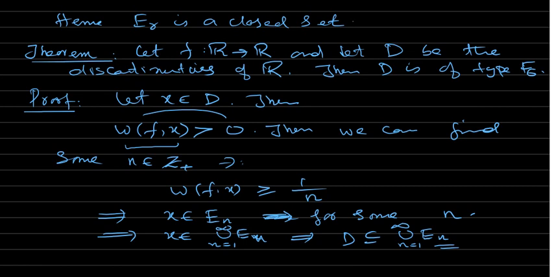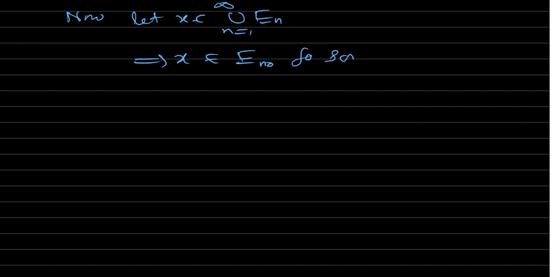Now we prove the reverse inclusion. So now let's take any point x in the union of E_n, n running from 1 to infinity. It means that x belongs to some E_{n naught}, for some n naught greater or equal to 1. But whenever x is in E_{n naught}, it means that the oscillation of f at x is greater or equal to 1 over n naught.